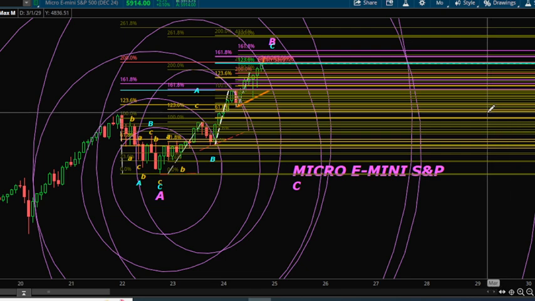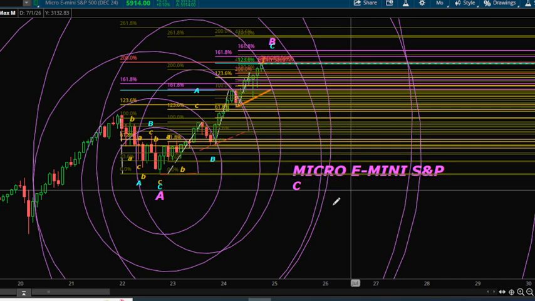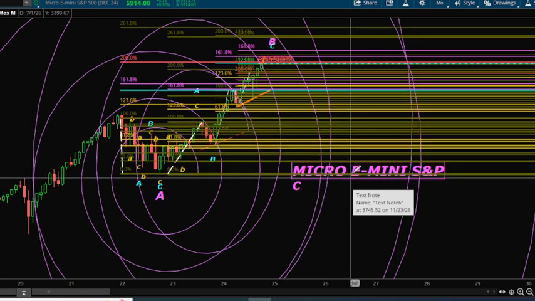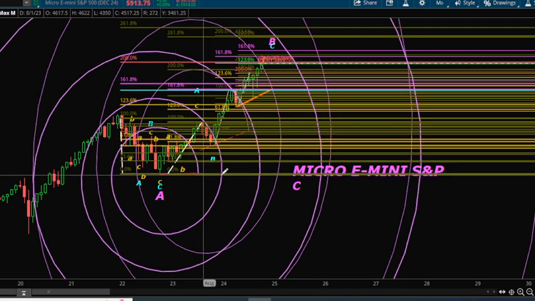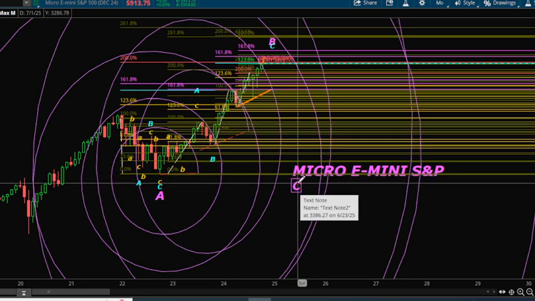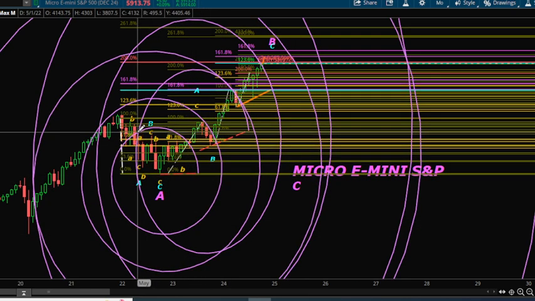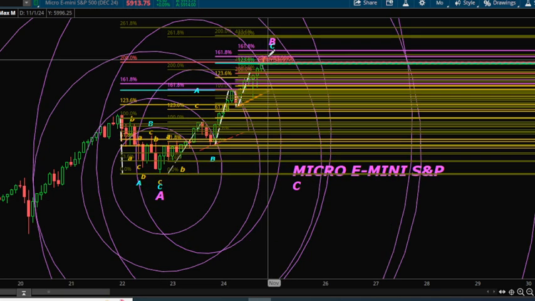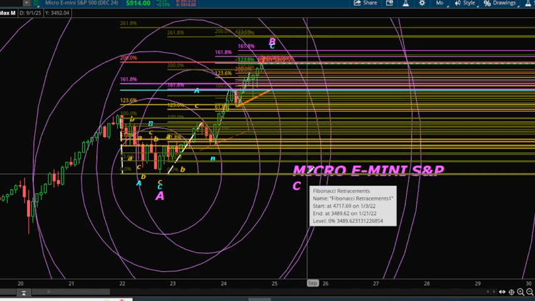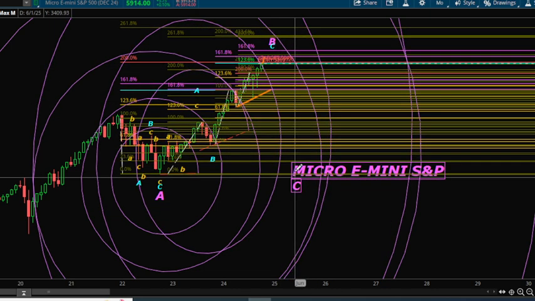To the channel. I'm going to do the micro E-Mini S&P 500 chart. This is the monthly time frame, and I just want to show you, if you can see through all the mess, that we are down in A, up in B. Right now is what we're trying to finish this B wave, and I'm anticipating a bigger correction for C.